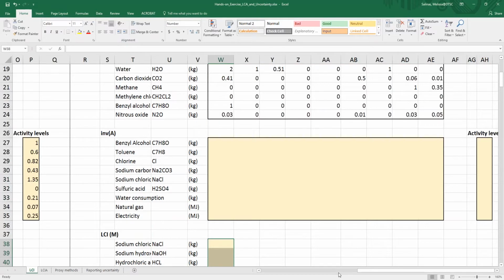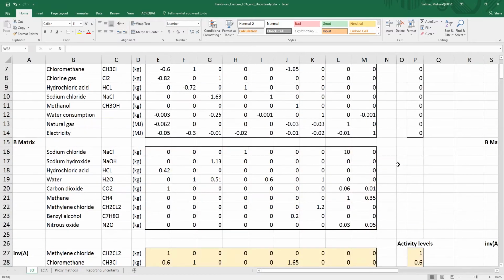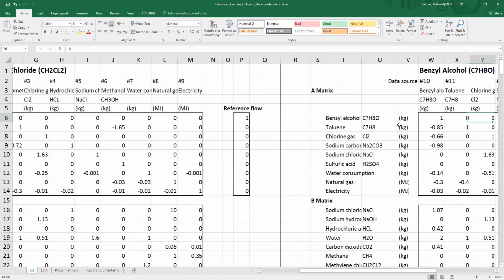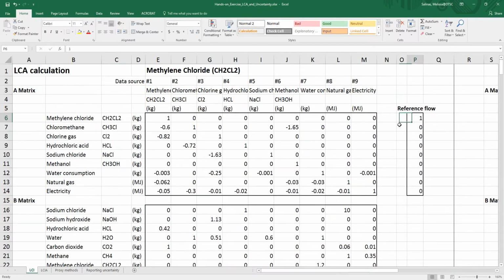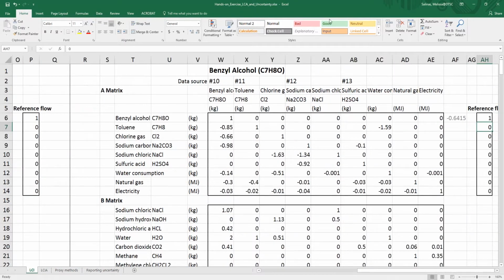Another thing is a trick which I didn't tell you: you can calculate the life cycle inventory of benzyl alcohol by just changing this value. Instead of putting the reference flow of methylene chloride here, if you put 0 here... actually, no, I'm sorry. We have a different A matrix. If we had the same A matrix, we could calculate benzyl alcohol. If benzyl alcohol was included here, we could just turn off methylene chloride and turn on benzyl alcohol to calculate the rest. But in this case, we constructed a different A matrix, so we cannot do that.